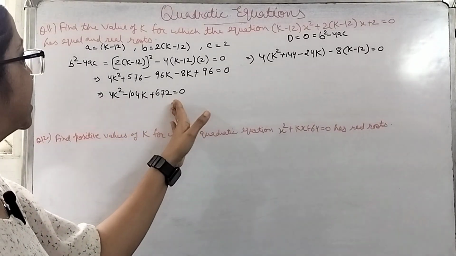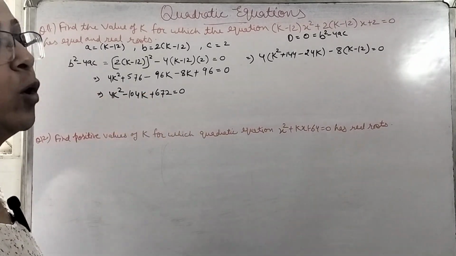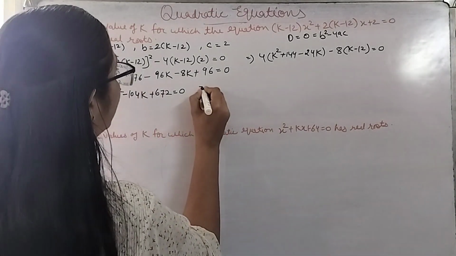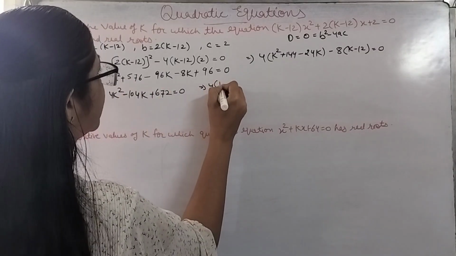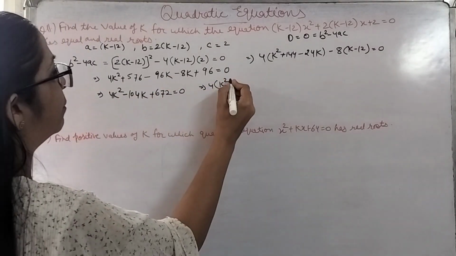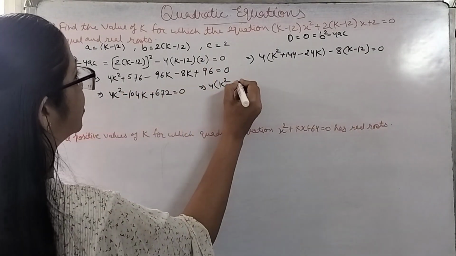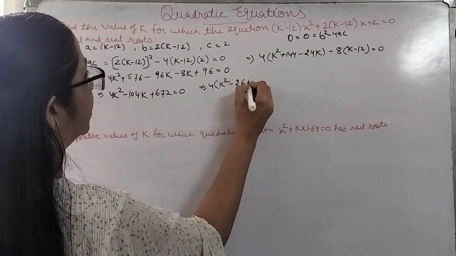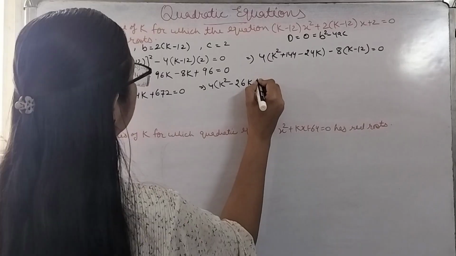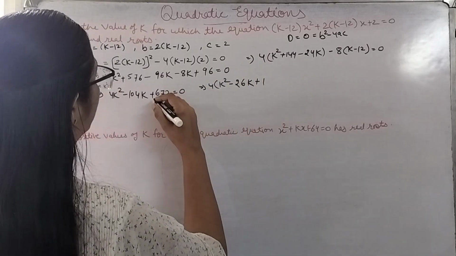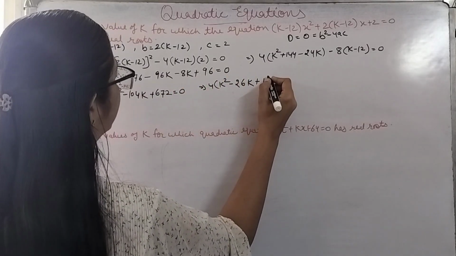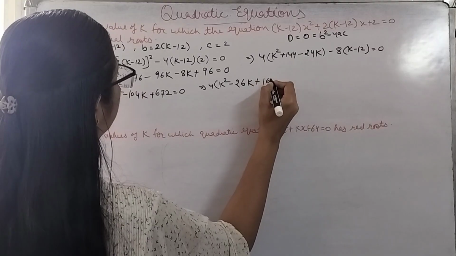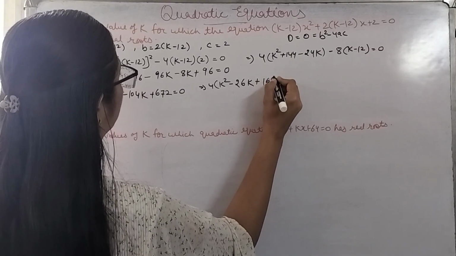Now from here we can see that 4 could be taken common from all these. So if we take 4 common, this equation will become k square minus 26k plus 168, equivalent to 0.